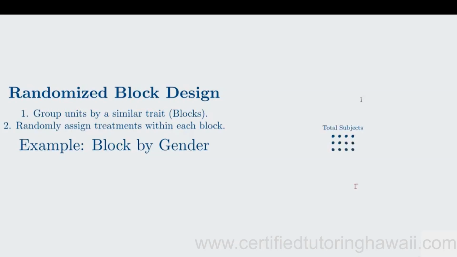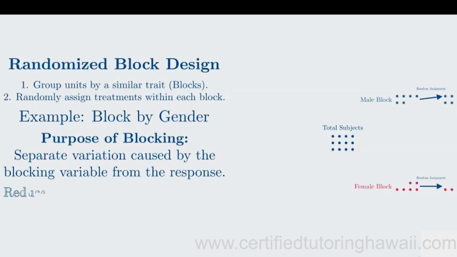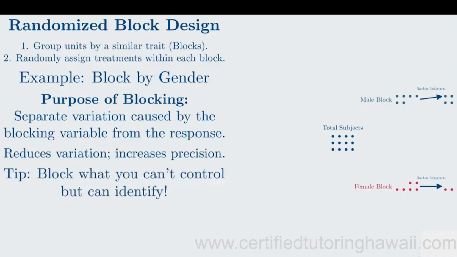Total subjects are split into a male block and a female block. In the male block, we randomly assign participants to treatment versus control. Likewise, in the female block, we randomly assign to treatment versus control. The purpose of blocking is to separate variation caused by the blocking variable from the response. By comparing men to men and women to women, we can see the effect of the treatment more clearly without gender clouding the results. Remember, you block what you can't control but can identify.